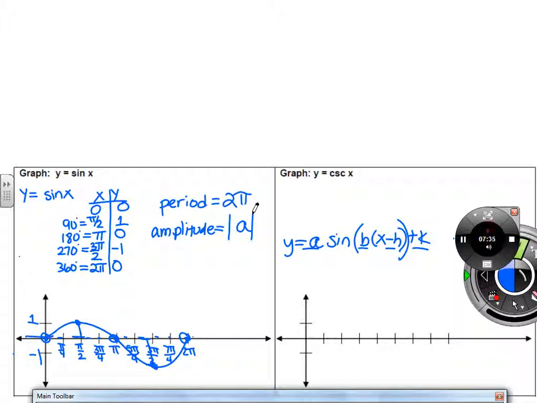Now, my graph couldn't reach 3 without being stretched. If I move the whole thing up, that's going to change where this middle part is, but it's not going to change the fact that the amplitude was still just 1.